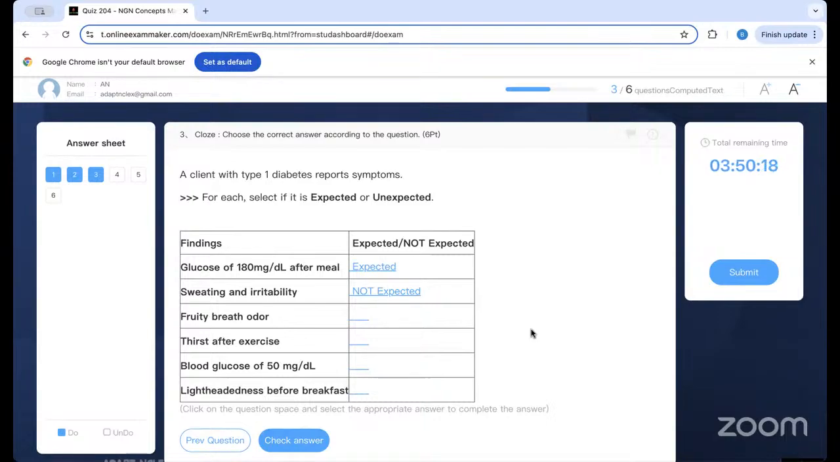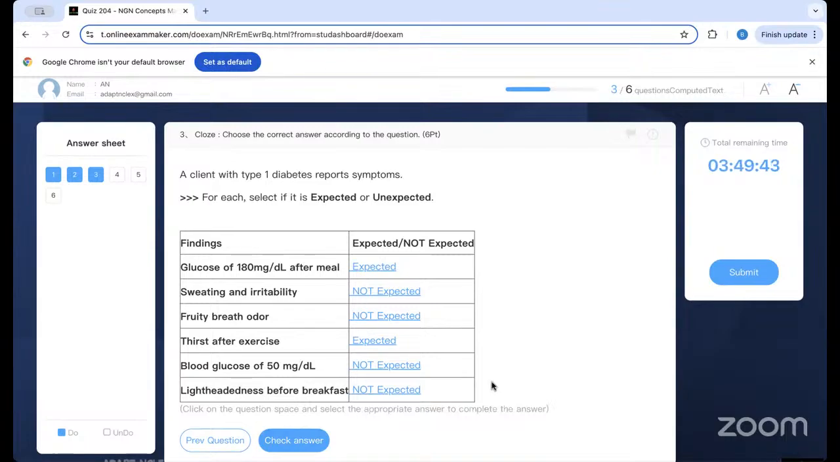I shouldn't see that. When I see that, I should worry. If you have fruity breath odor, hey, you're getting DKA. It's an unexpected finding. If you feel a little bit thirsty after you exercise, yeah, you're dehydrated. A glucose of 50 in a diabetes patient, bad, right? And when you're feeling dizzy, lightheaded before you eat breakfast, that means you have hypoglycemia. So not expected.